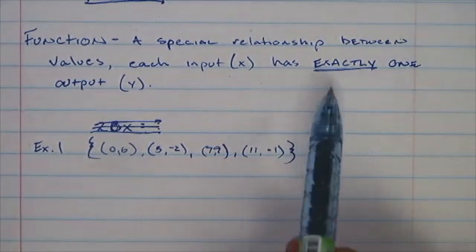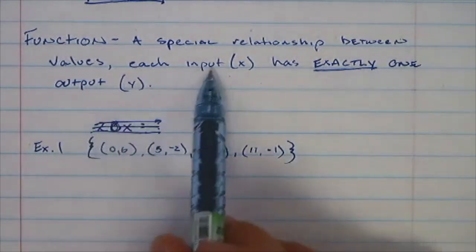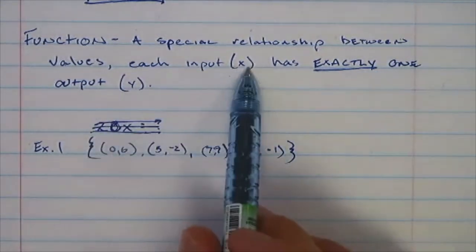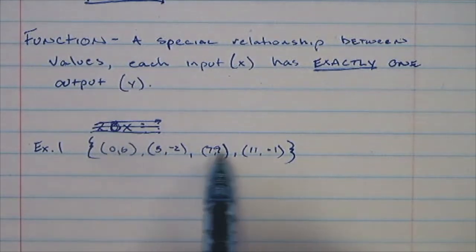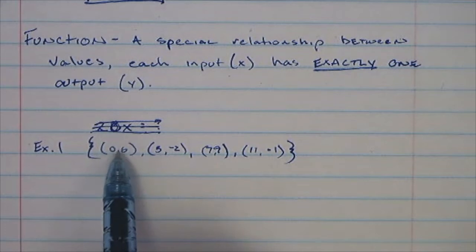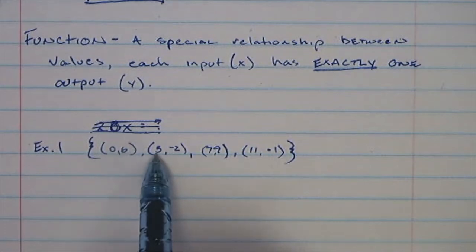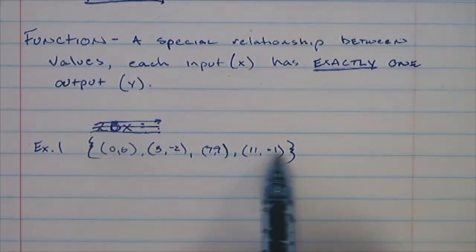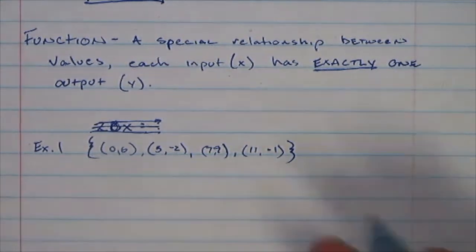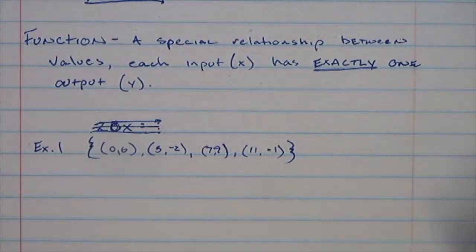Because it doesn't have exactly one output for each input. Well, the important part here is that we don't see the same input used twice. So 0 yields a 6, 5 yields a -2, 7 yields a 9, and 11 yields a -1. Now, what the equation is, we're nowhere near that yet. As far as algebra goes, we're not worried about that yet. What we're worried about is determining whether or not this could represent a function.